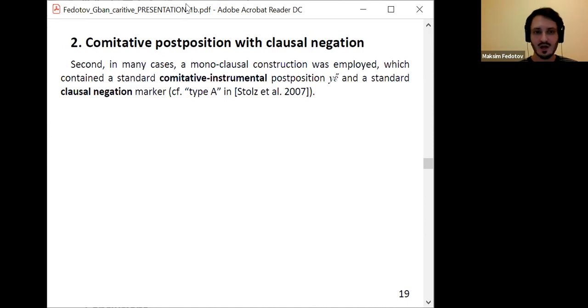That would fall into type B by Stolz and Cortes. And I'm understanding now that the first time when I was mentioning type B, I gave a wrong description. At that point, there was the type with a separate verbal clause, right? While in this case, this is the type that consists of comitative plus a negation.